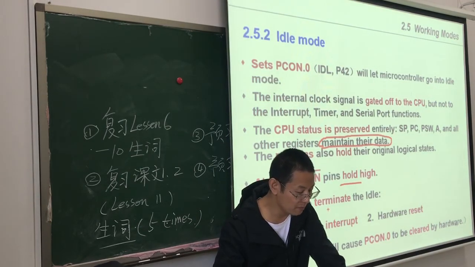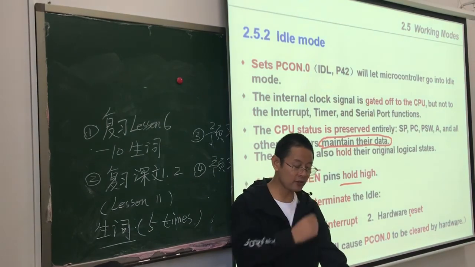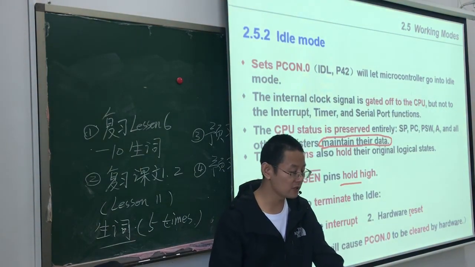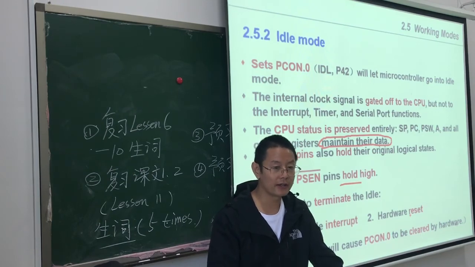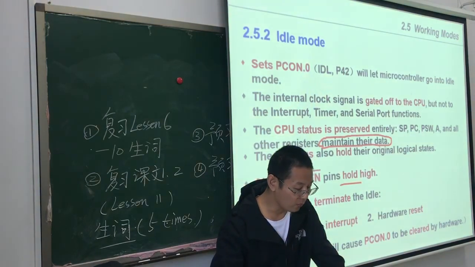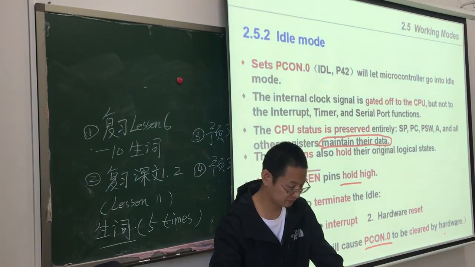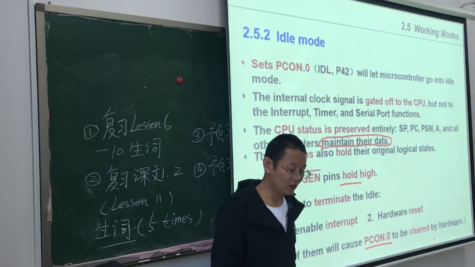There are 2 ways to terminate idle: any enabled interrupt or hardware reset. Which means if you want to get out of idle mode, you need to give an interrupt signal, or just reset. Both of them will cause PCON.0 to be cleared by hardware. You do not need to clear PCON by yourself.